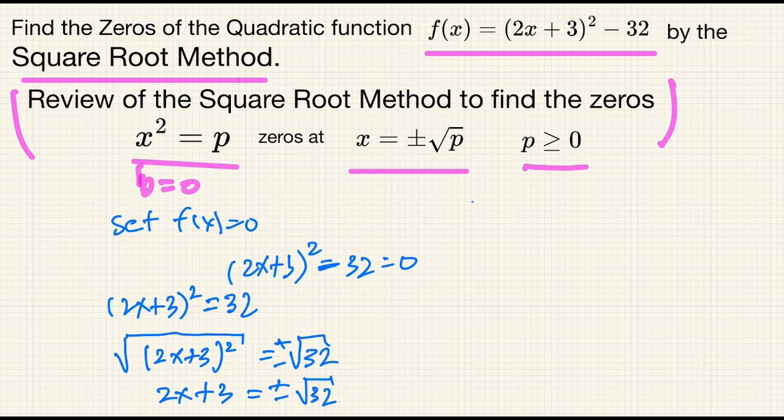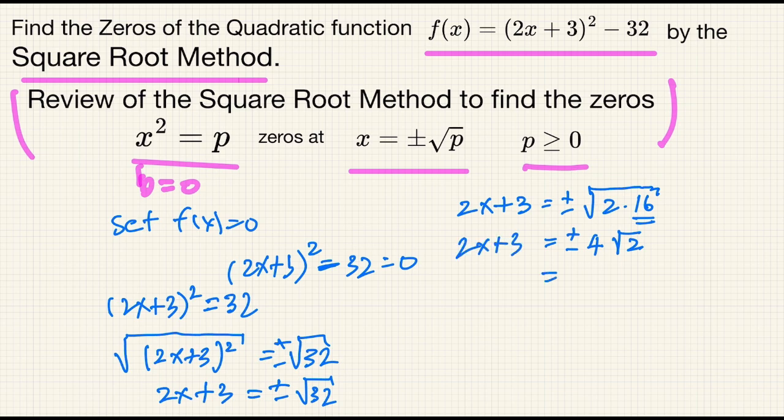Continuing to break that down, we have 2x + 3 is equal to plus or minus the square root of 32, and we can write 32 as 2 times 16. If we factor out this 16, that's 4 squared, so we can put the 4 out front, times the root of 2. So that's 2x + 3. Now if we subtract 3 from both sides, we get −3 plus or minus 4 square root of 2, and that is equal to 2x.